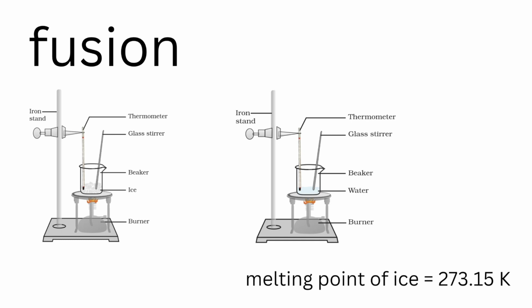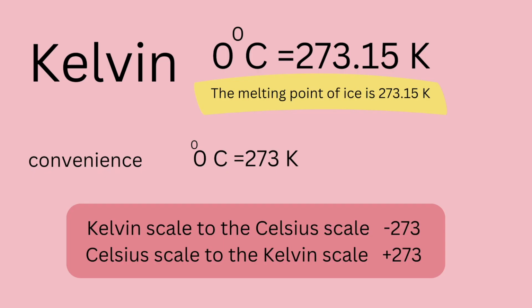The higher the melting point, the higher the force of attraction. The next definition is fusion. Fusion is generally what we call melting. So if a solid melts into a liquid, it is also known as fusion. And the melting point of ice is 273.15 Kelvin. This is an important number, you have to remember this.